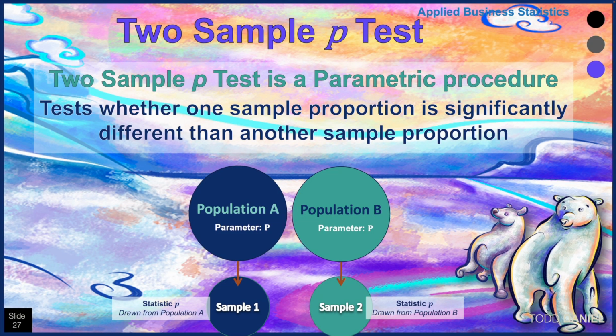It's testing whether one sample proportion is statistically significantly different than another sample proportion. I have one sample drawn from population A, a second sample drawn from population B. My starting point, my assumption, is going to be that both of these samples have been drawn from populations that have equal proportions, or proportion 1 equals proportion 2.